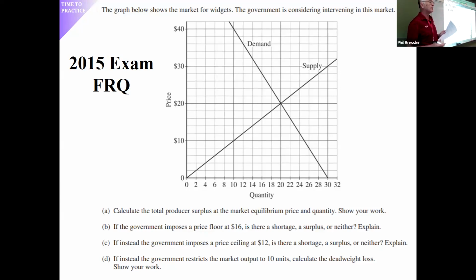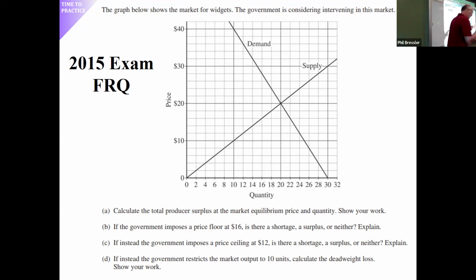Yes, sir. For my explanation, I just said that the ceiling is below the equilibrium. I would, Jacob, whenever they give you numbers, refer to numbers. I'm going to show the literal answer, Kate. I think they would have accepted quantity demanded greater than quantity supplied, but I would use the numbers.